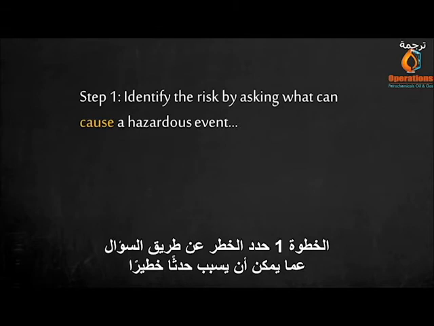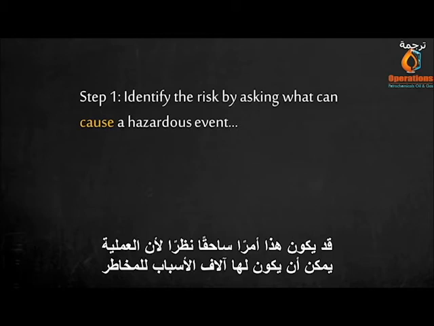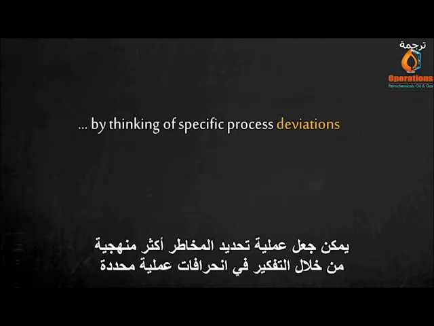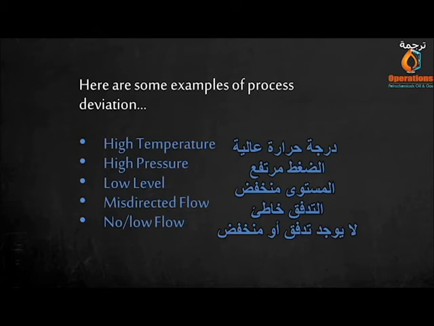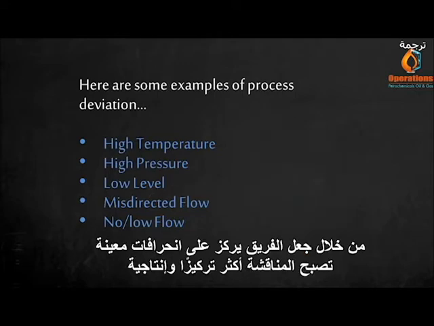Step 1. Identify the risk by asking what can cause a hazardous event. This can be overwhelming since a process can have thousands of causes for hazard. The risk identification process can be made more systematic by thinking of specific process deviations. Here are some examples of process deviation: high temperature, high pressure, low level, misdirected flow, no/low flow. By having the team focus on a specific deviation, the discussion becomes more focused and productive.